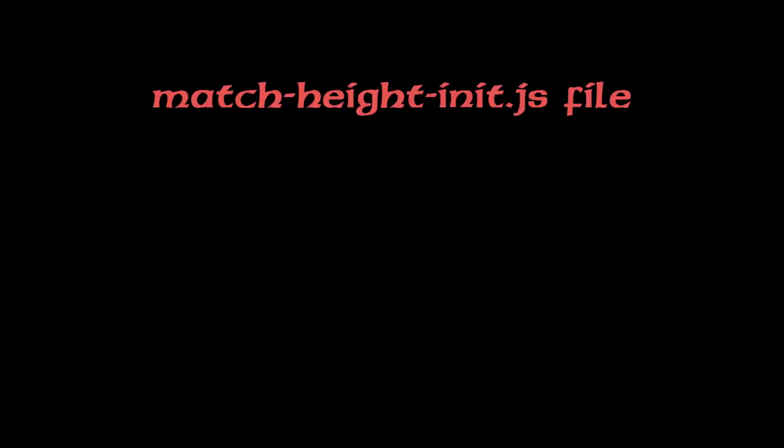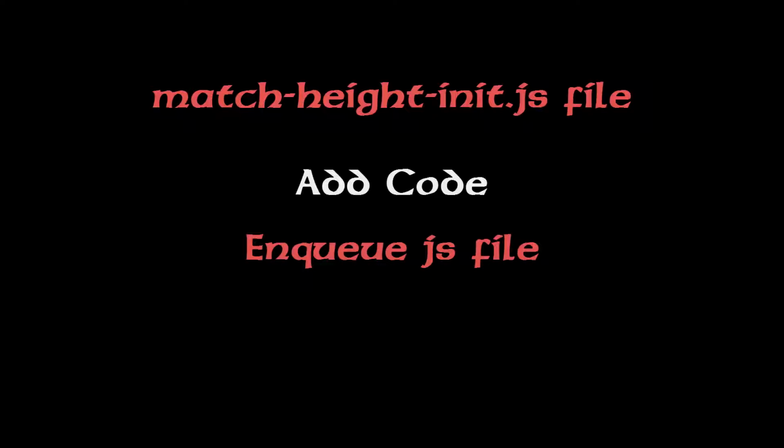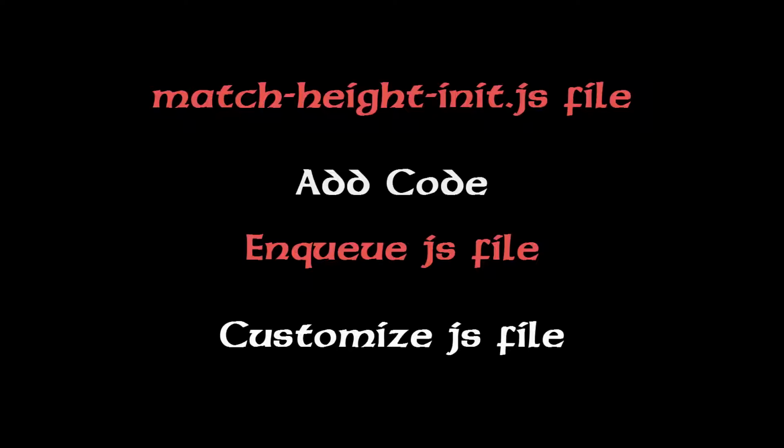I would encourage you to try this non-plugin method, as this is a great way to get familiar with coding jQuery. In this video, we will create a match-height-init.js file and add code to the JS file. We will enqueue the match-height-init.js file using functions.php, and finally we will customize the match-height-init.js code to target the elements that we want. Well, enough with the introduction. Let's get started.